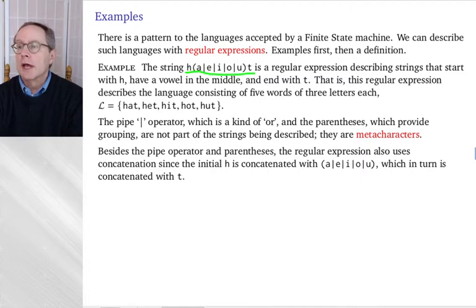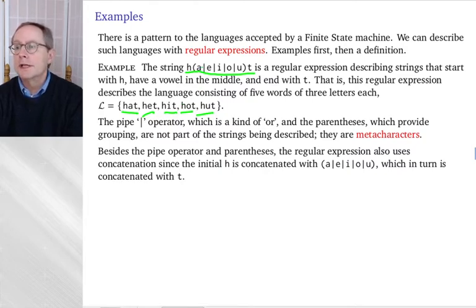So this is a compact way of describing what in English you might say: start with an H, end with a T, put a vowel in the middle. This regular expression describes the language consisting of 5 words of 3 letters each. So the 5 words are hat, het, hit, hot and hut. So this regular expression describes this language. Regular expressions are a way to describe languages.